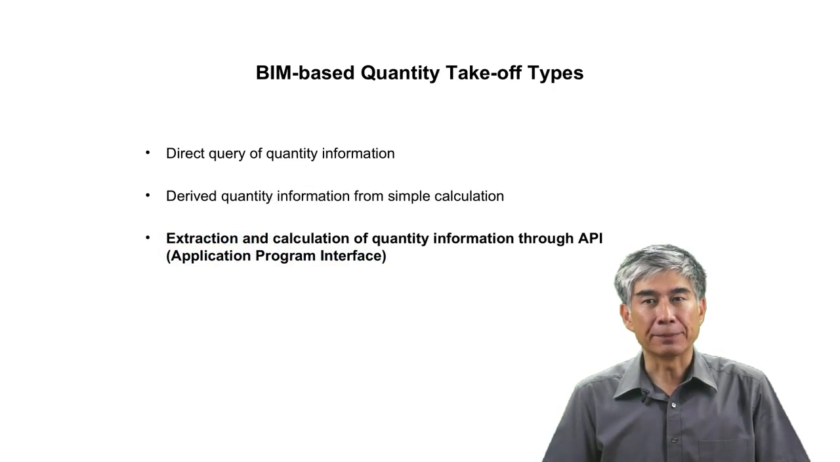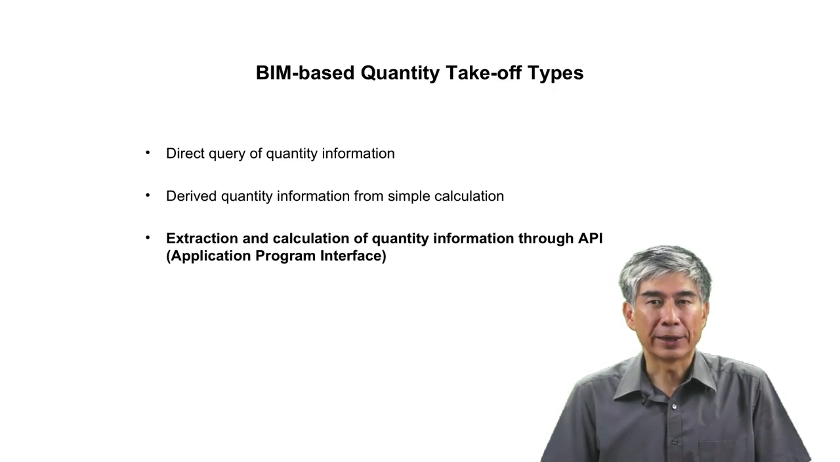For the third type, quantity takeoff is carried out through API programming. Because some information can only be extracted through API, and its associated calculation is much more complicated than just a simple formula. For example, how do we know the total painting area of a room if we do not model painting and add paint objects in the BIM model?